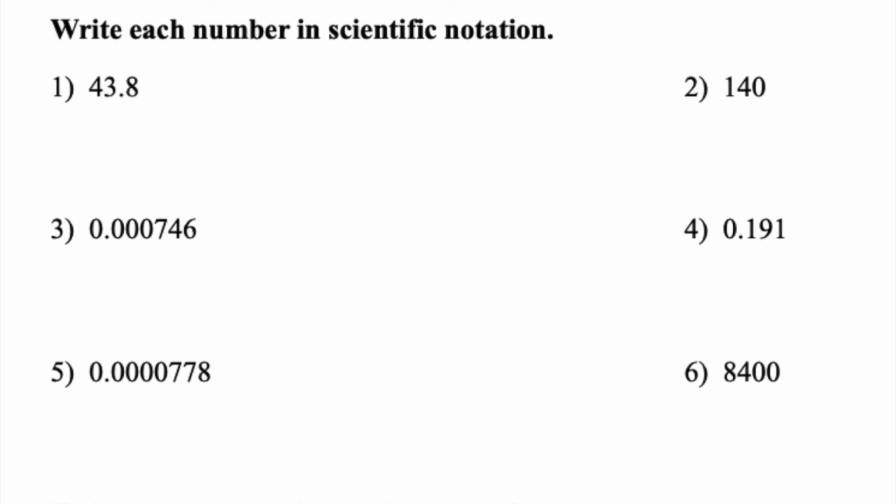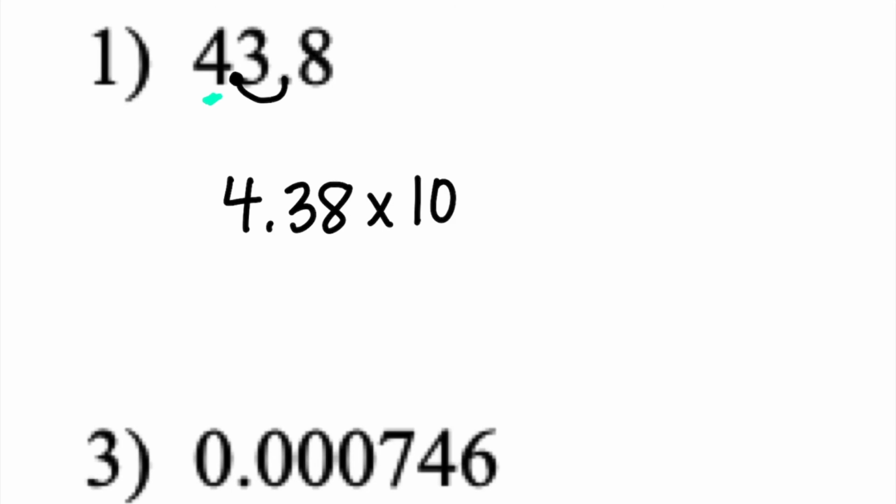Now we're going to do some practice for writing numbers in scientific notation. So our first one, we have 43.8. So we're going to move the decimal 1 place to the left. So it will be right after our very front number. So we have 4.38 times 10, and we moved it 1 time, so it's 10 to the first.